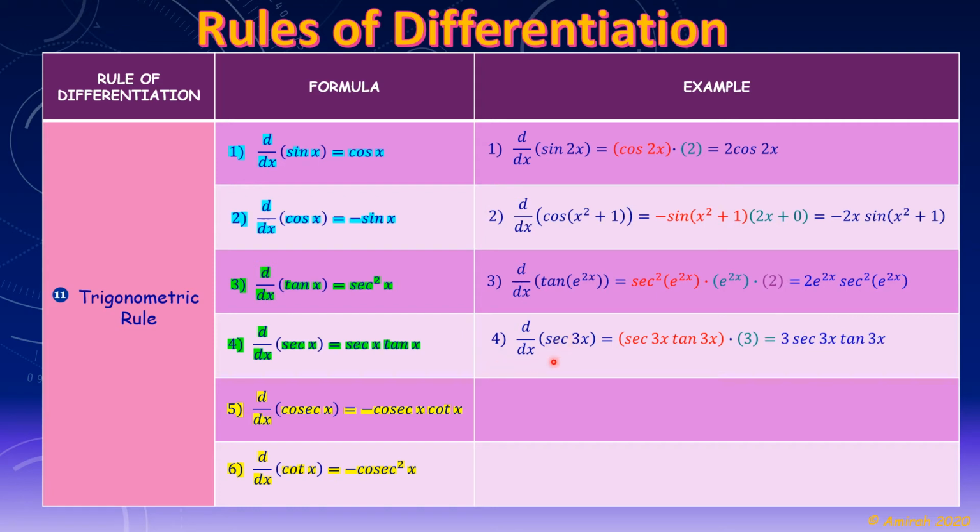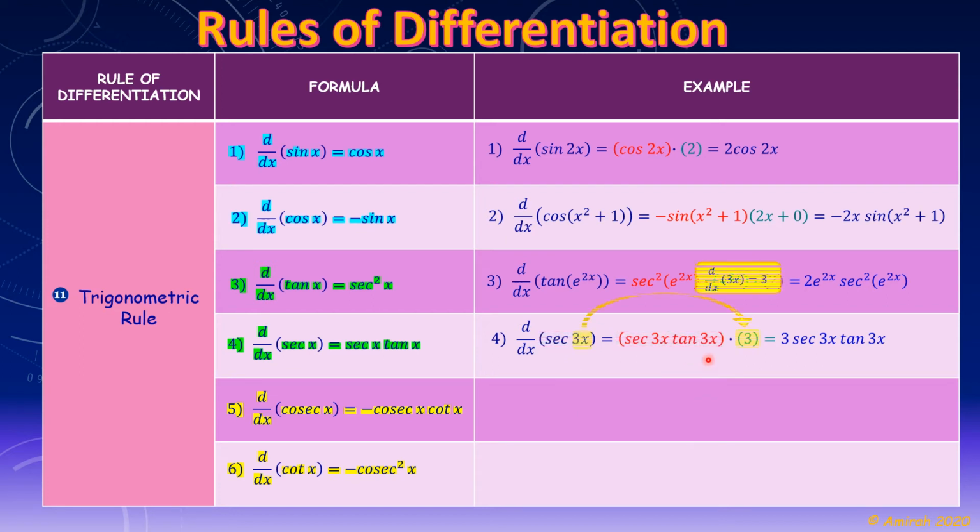Okay, now we continue with example number 4. How to differentiate sec 3x? Okay, the answer is sec 3x tan 3x times 3. How do we get this? Okay, first step, we refer to the formula for the derivative of sec x, which is equal to sec x tan x. So now we replace x by 3x.